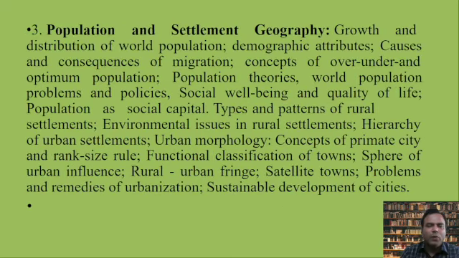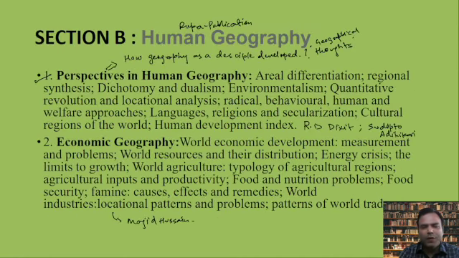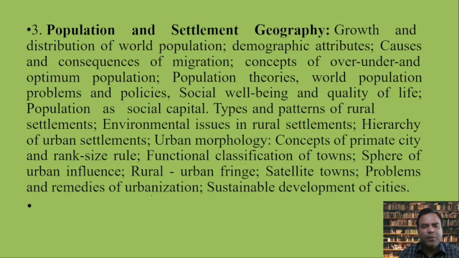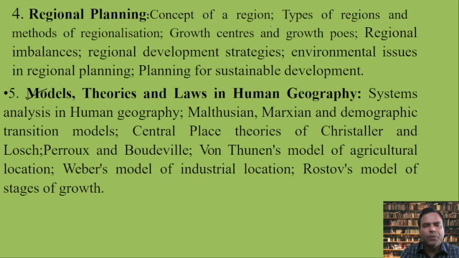For population and settlement geography, the source is Majid Husain only, the same textbook, not a separate one. One textbook is called Human Geography by Majid Husain. In that textbook, economic geography, population and settlement are given, so read that. Apart from that, if you want to go with settlement geography, you can refer to Siddhartha. Siddhartha's settlement geography is also a good source.